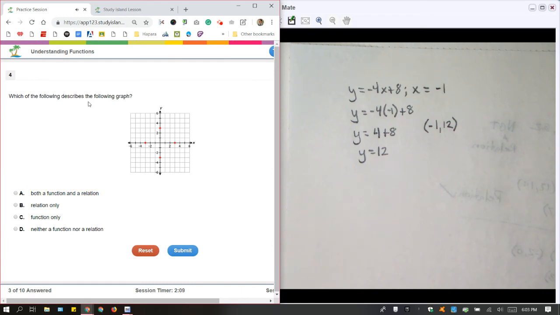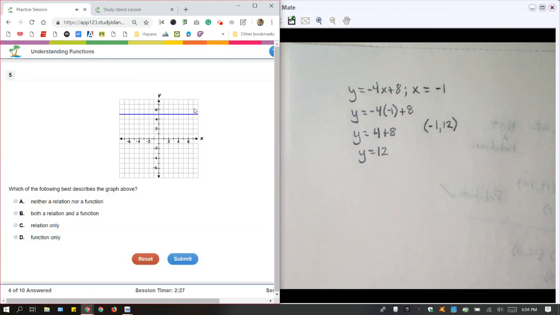Which of the following best describes the graph? This is a relation only. Again, we have two points that are right above each other. This one right here is right above this one right here. So they both have the same input. In this case, the input they both have is 0: 0, 3, and 0, -3. Relation only.